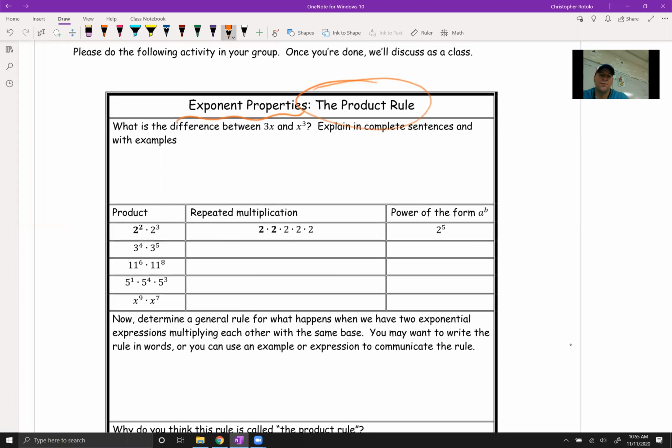So we have the product rule as the first thing we're going to get into. But before we can even get into that, we know that these both end up with a product, right? This is 3 times x. And is that the same thing as x to the third power? We know that is not the same, right? Because 3 times x is 3 of that x, and then this is x times x times x.